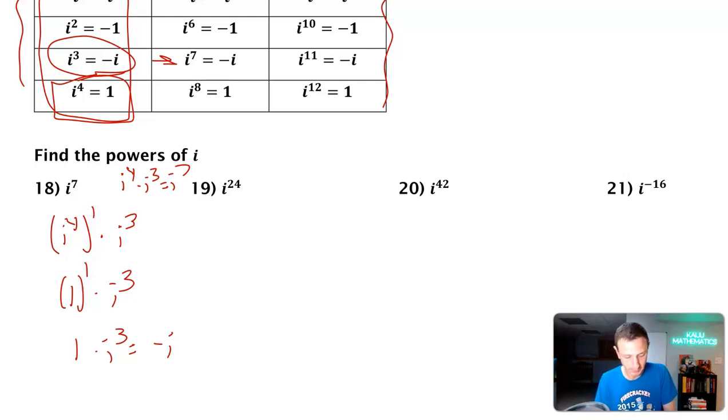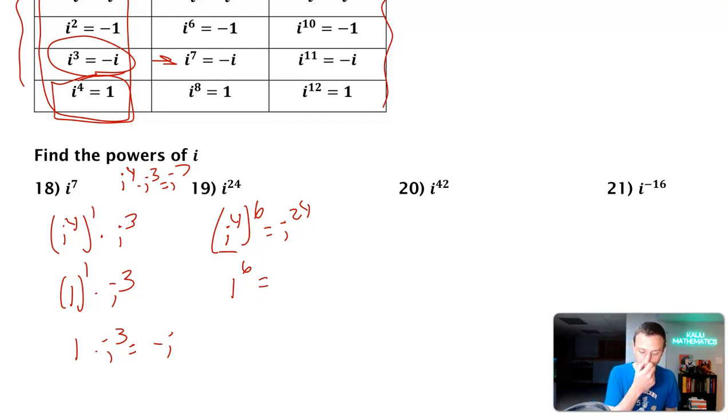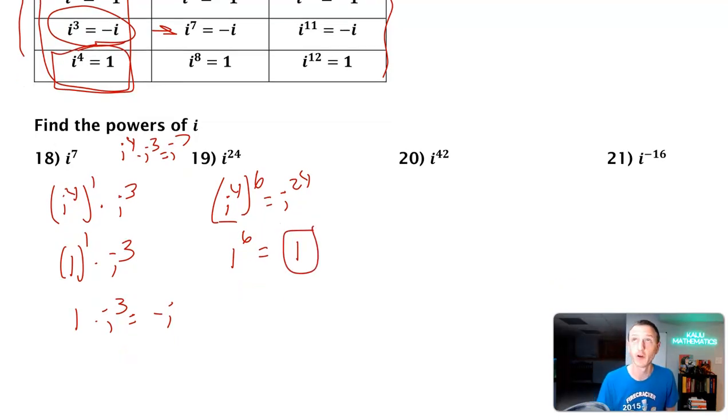i to the 24th. So think about powers of 4. 4 goes into 24 6 times. So i to the 4th to the 6th, because 6 times 4 is 24. But look, i to the 4th is just 1. So this is 1 to the 6th. And the reason we want to use 4s is because 1 to any power is 1. So 1 to the 6th is just 1. Done. This is all the thought that needed to go into that one.